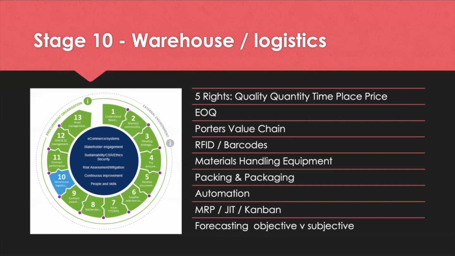Automation, maybe think about the use of robots and technology to help the warehouse run a little bit more efficiently. You could talk about the technology being MRP, just in time, or Kanban. And then forecasting, the difference between objective and subjective forecasting might be a good one to talk about here as well.